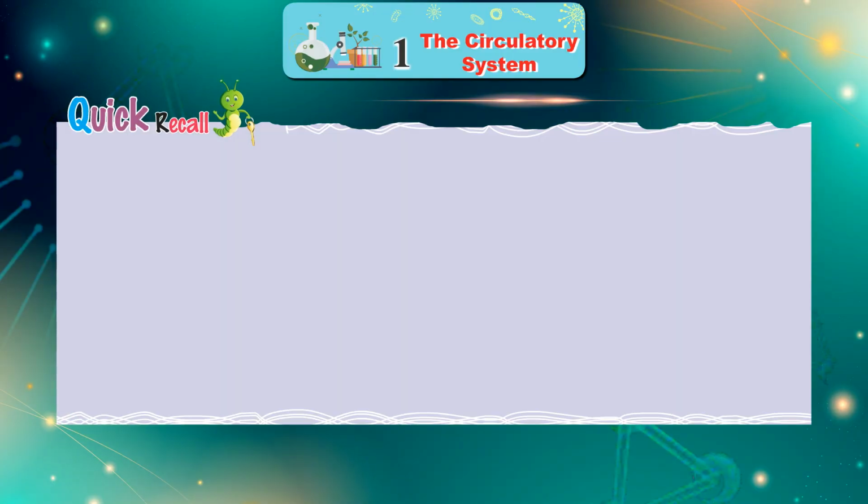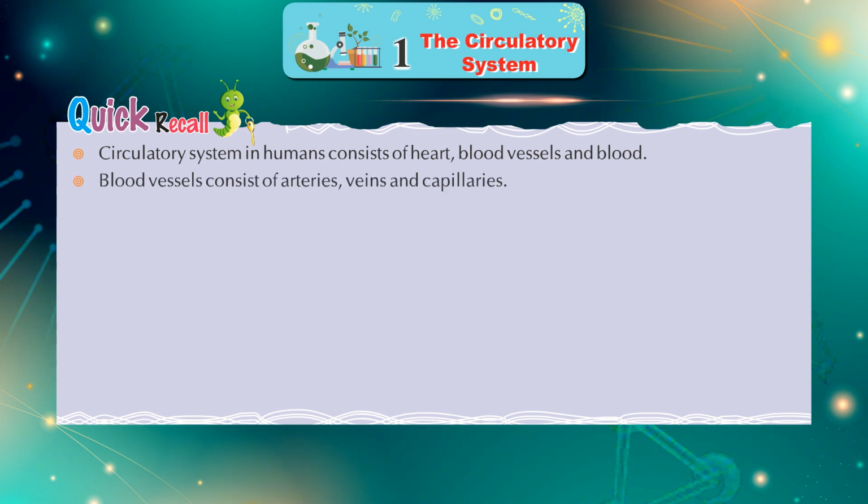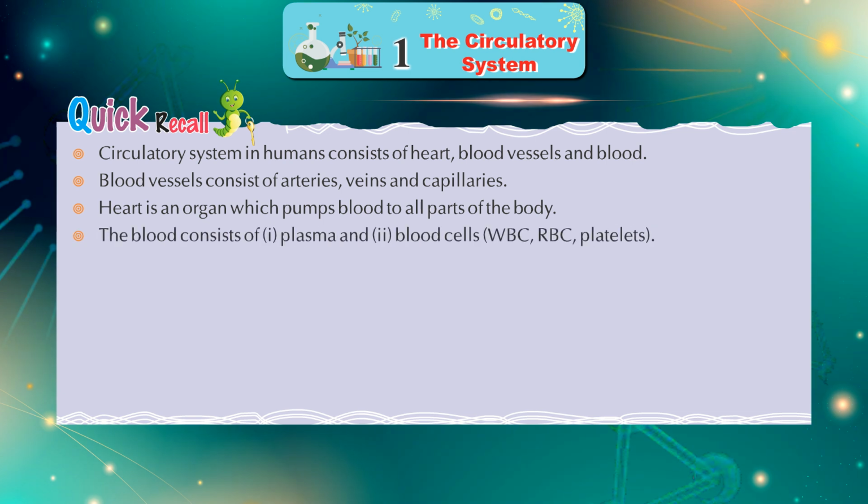Quick recall. Circulatory system in humans consists of heart, blood vessels and blood. Blood vessels consist of arteries, veins and capillaries. Heart is an organ which pumps blood to all parts of the body. The blood consists of, first, plasma, and second, blood cells: WBC, RBC, platelets.